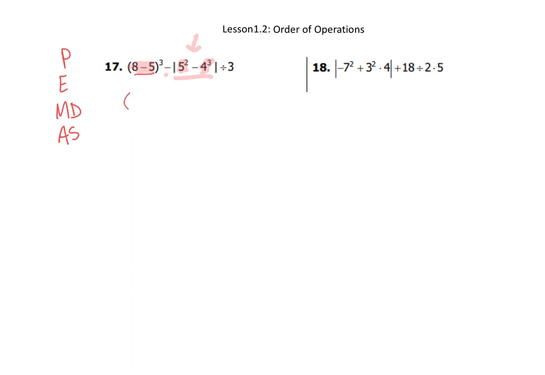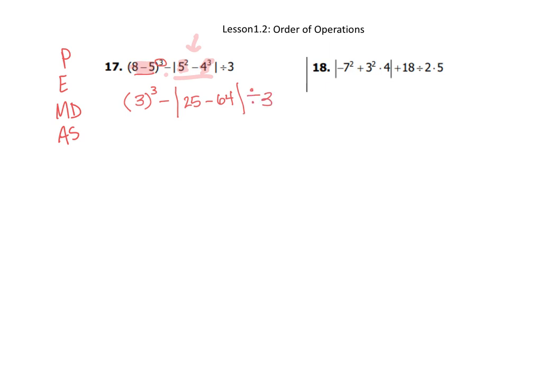So we can do the 5 squared and the 4 cubed when we're rewriting this problem. I'm going to leave my parentheses on for now because I have this exponent outside of them. 8 minus 5 is 3, and that still has the cubed on the outside. Minus, I've got my absolute value bar, but I have highlighted 5 squared. 5 times 5 is 25, minus 4 cubed, which is 4 times 4, which is 16, times 4 again, which is 64. Close absolute value bars, and then divided by 3.